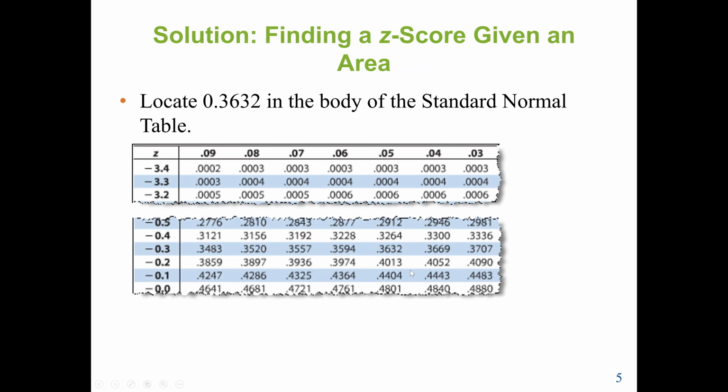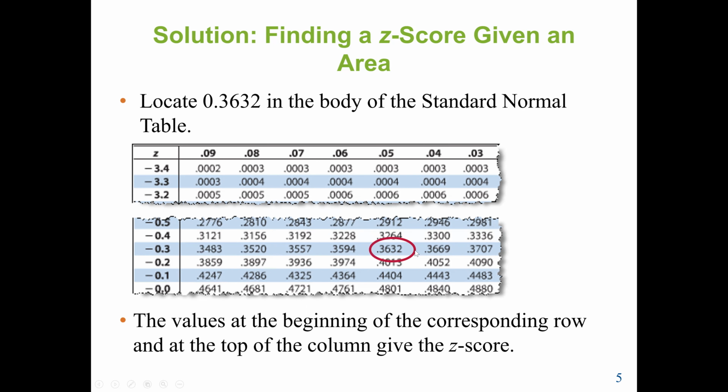This is a section of the standard normal table, the z-score. So 0.3632 is given. In our previous section 5.2, we find a z value, then we look for the corresponding probability or the area. Now this time we are going to look for the area, then we can find the z value. So 0.3632, we can see the value right here. Which means it's negative 0.3 and 0.05. So it will be negative 0.35. So here we say the value at the beginning of the corresponding row and at the top of the column gives us the z-score. It gives us the z.